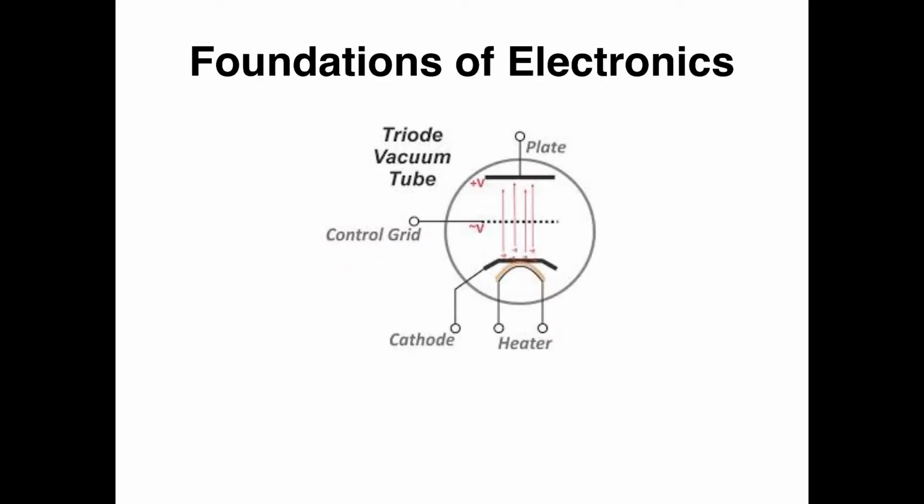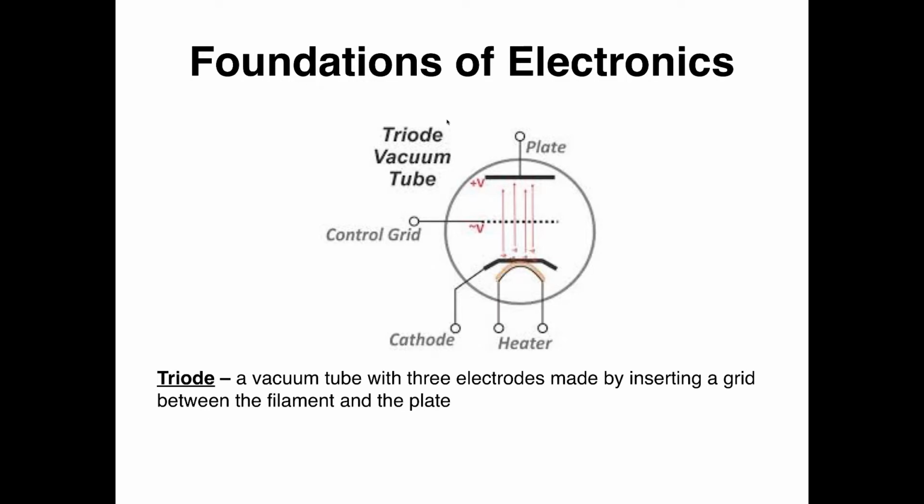Now this is a triode. A triode has three ports or three electrodes. So like the diode, it has the plate and the coil. The electrons are produced here and flow in this direction toward the plate.